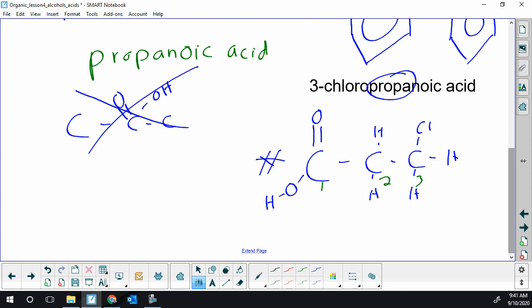Do watch out, don't put H's here. All 4 bonds are used up. That's another common error I see. I've done it. Sometimes you rush and I'm putting all these H's on the bottom and I stick one in there and I shouldn't.